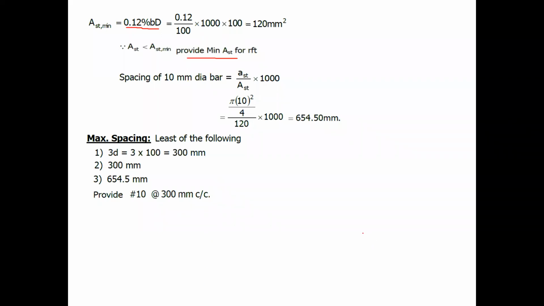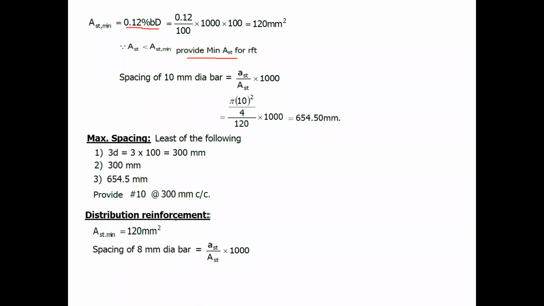No, sir. Okay, next, distribution reinforcement. Take down the next side heading, distribution reinforcement. As you know, AST minimum is 120 mm square, which you have calculated. So for the spacing, take 8 mm dia. For distribution you always have to take a lesser diameter, so here I have assumed an 8 mm dia bar. Now you have to calculate the spacing for that. So how much is the spacing?